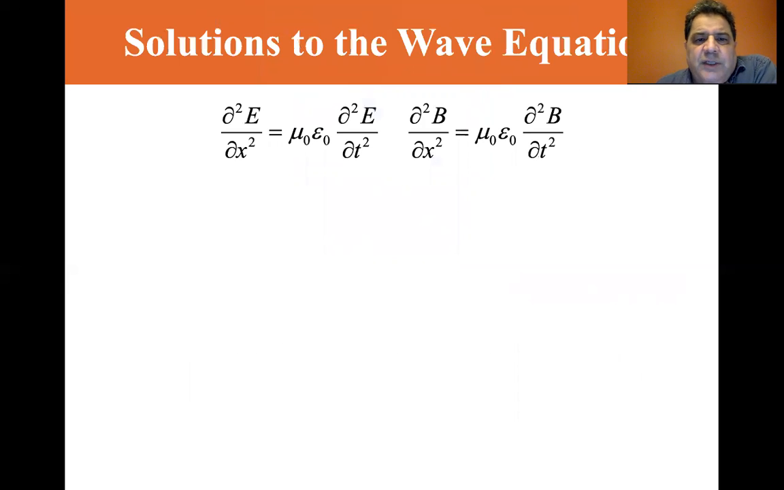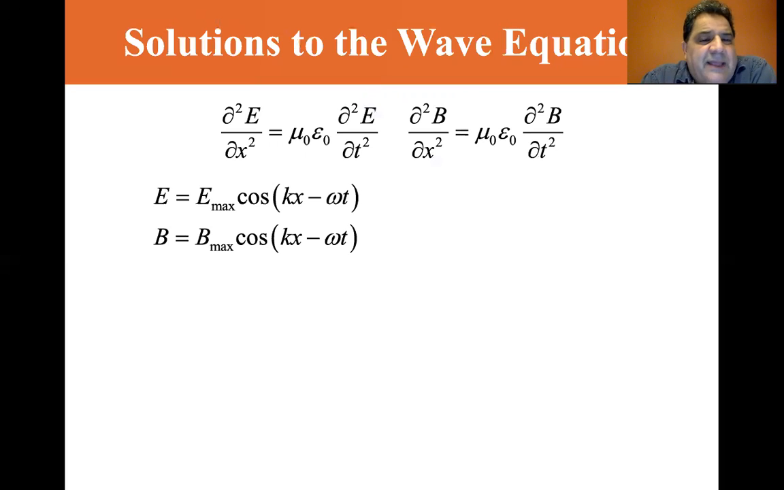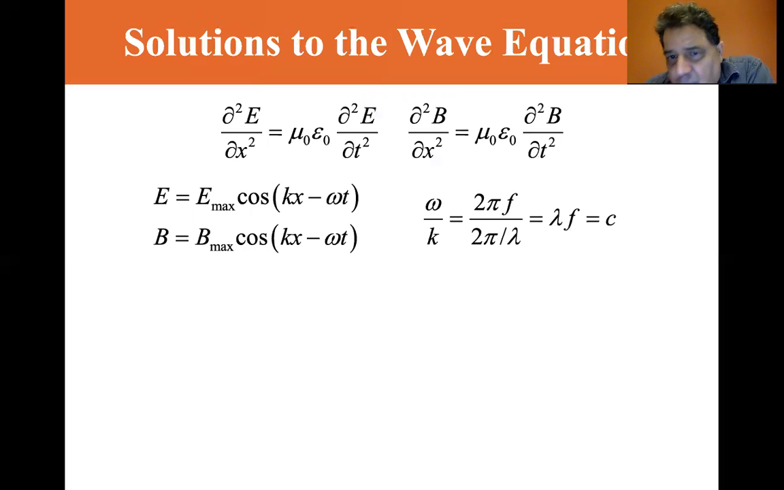So if we take these equations, partial squared E over partial x squared equals mu 0 epsilon 0 partial squared E over partial t squared, and the magnetic equivalent, partial squared B over partial x squared equals mu epsilon partial squared B over partial t squared, we get some solutions. E equals E max cosine of kx minus omega t, and B equals B max cosine of kx minus omega t. Now, omega is, as we know, 2 pi f, 2 pi times the frequency, and k is equal to 2 pi divided by lambda, the wavelength.